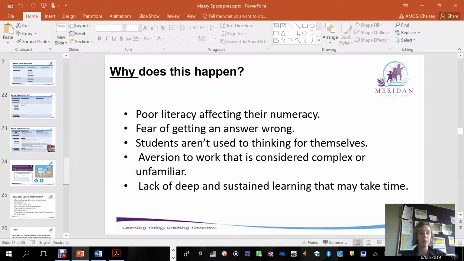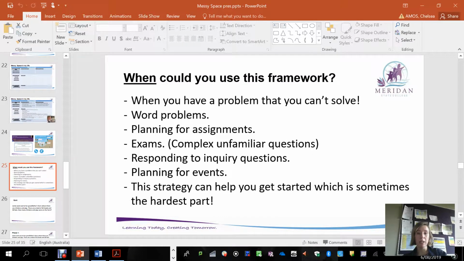So when can you use messy space? You can use messy space when you have a problem that you can't solve, worded problems, planning for an assignment, exams, particularly A standard questions that our students tend to not solve, inquiry questions, planning for events, and I think this strategy is great because it can help students get started, which is often the hardest part of problem solving.